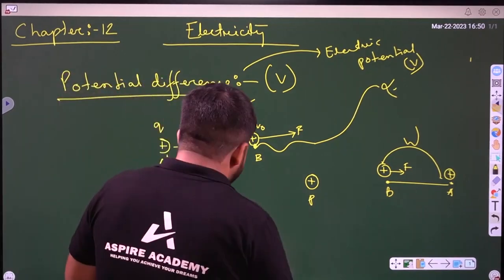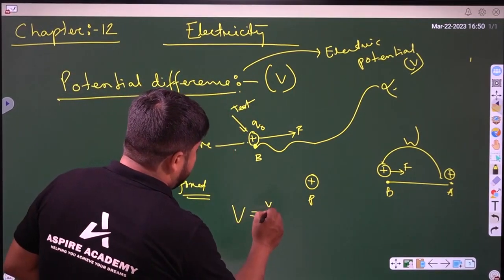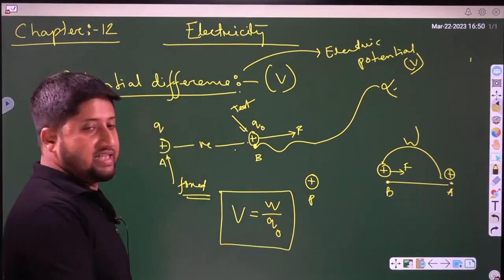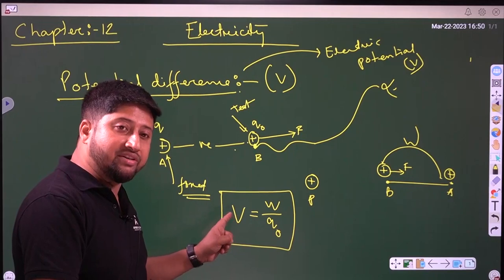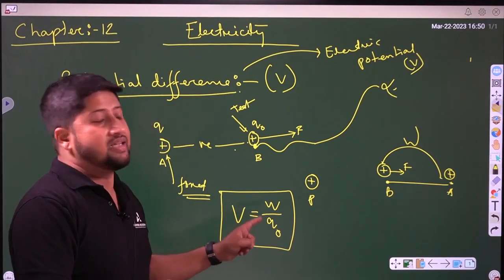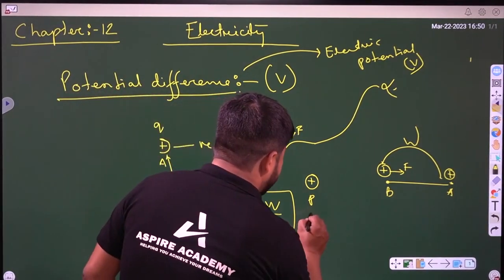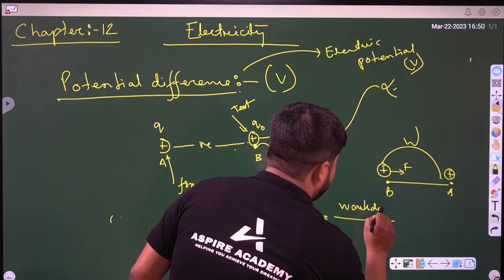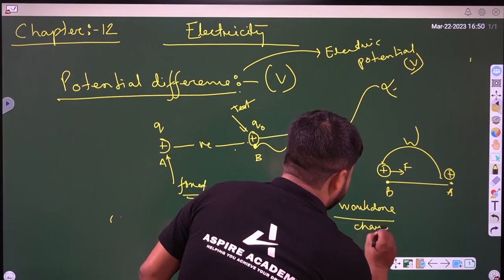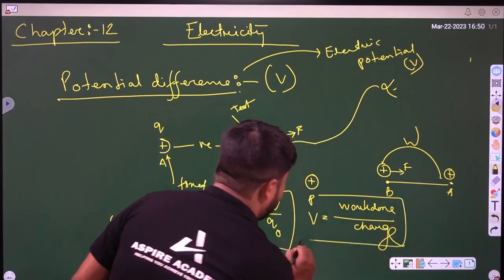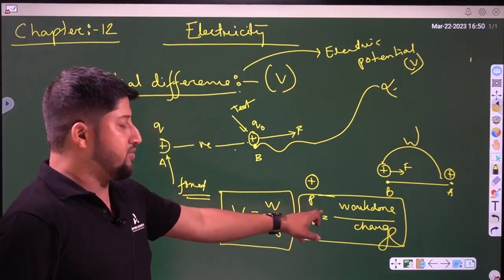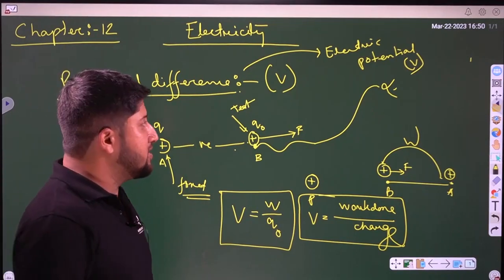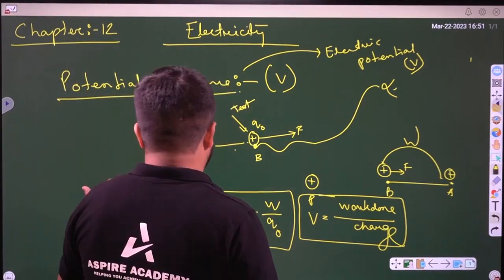So now potential difference is equal to W by Q naught. This is the main formula for potential difference. We denote potential difference as V, so V is equal to work done by charge. This is the main formula for potential difference or electric potential.